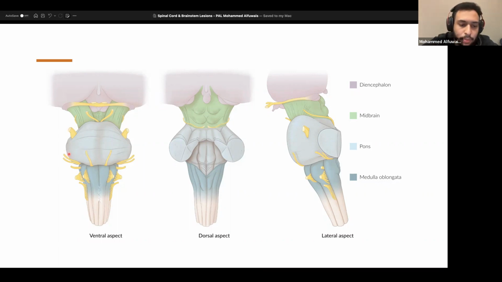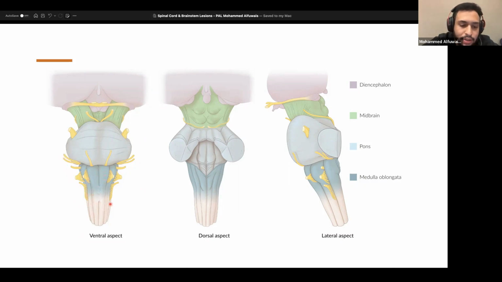Then you'll have the lower parts of the pons, which is the pontomedullary junction. You'll have three nerves. This one right here is the abducens nerve. It's the most medial one. Then you'll have this one right here, which is going to be the facial nerve. Then the most lateral one, which is going to be the vestibulocochlear nerve. Okay. Then going through the medulla.